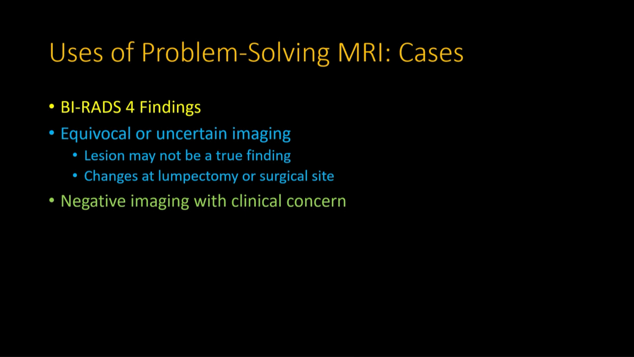So now I'm going to put problem-solving MRI cases into three buckets. First, BI-RADS 4 findings, either on mammo or ultrasound or another imaging modality. Second bucket is equivocal or uncertain imaging findings. Is the lesion a true finding, or are there changes at the lumpectomy or surgical site? And finally, negative imaging with a high clinical concern.